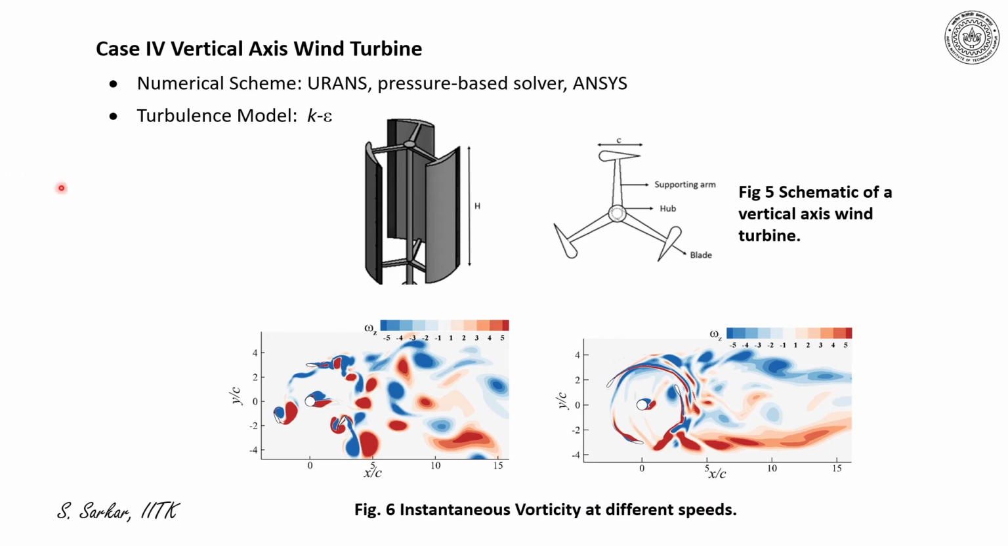Here, one can appreciate the flow field is highly unsteady. Numerical simulation has been made using a commercial flow solver, ANSYS. So a pressure-based solver has been used in this situation. So URANS is being utilized with a k-epsilon turbulence model. And URANS here appeared successful in predicting the unsteady flow.